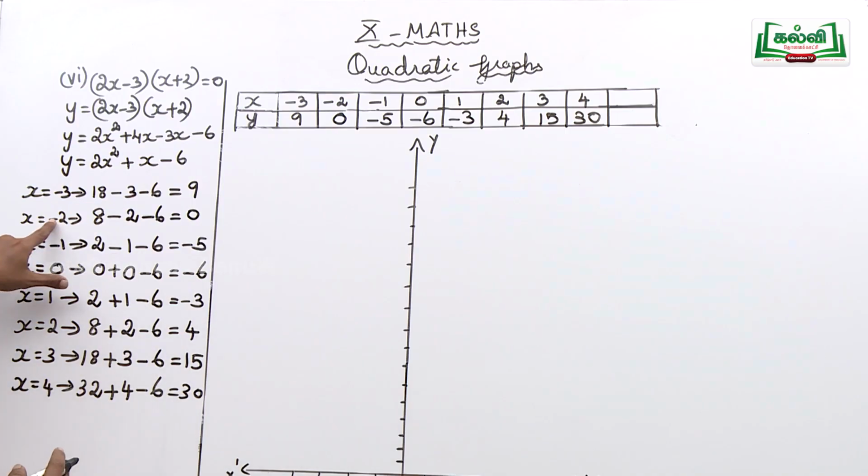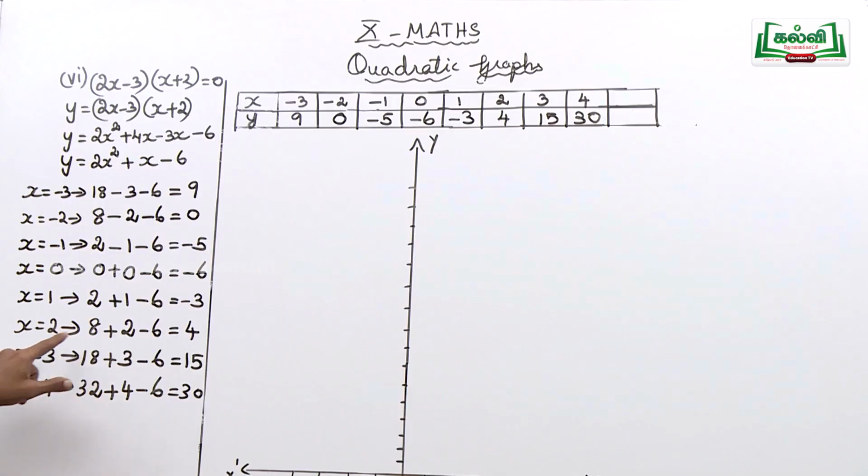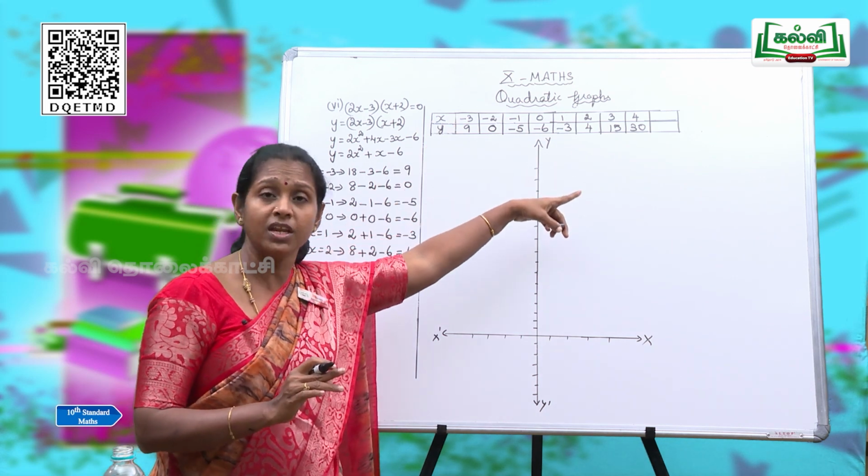Minus 3, 9. Minus 2, 0. Minus 1, minus 5. 0, minus 6. 1, minus 3. 2, 4. 3, 15. 4, 30. As usual, I left one box. If we need, we will add it.